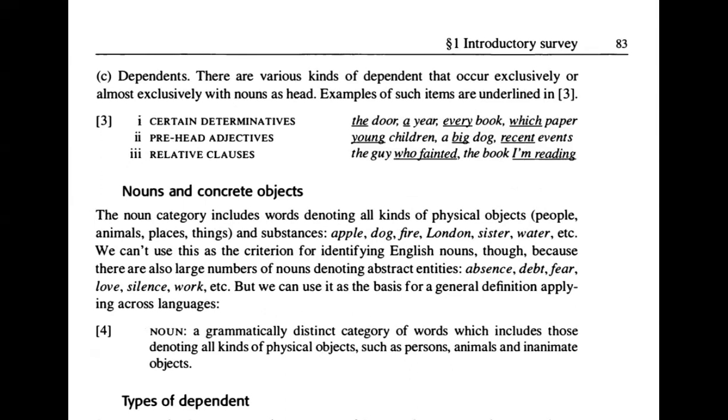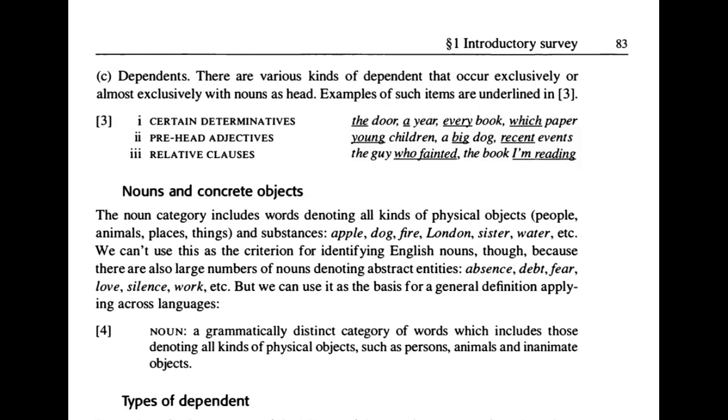Okay. We mentioned previously that in each noun phrase, we have something we call dependents. So what are dependents? Dependents usually can be modifiers, determiners. There are various kinds of dependents that occur with the noun as a head of the noun phrase, like the following examples. They can be certain determinatives, like the dog here.